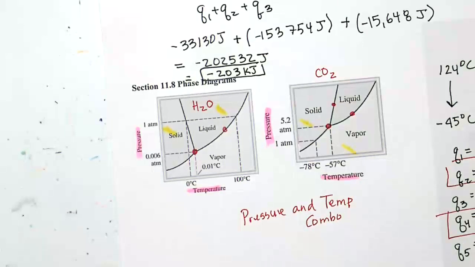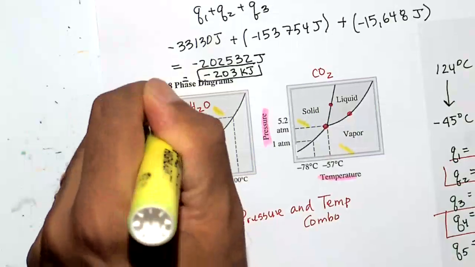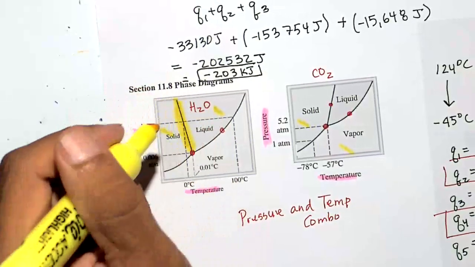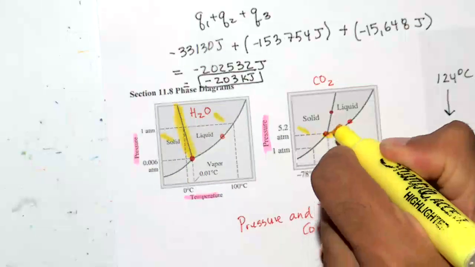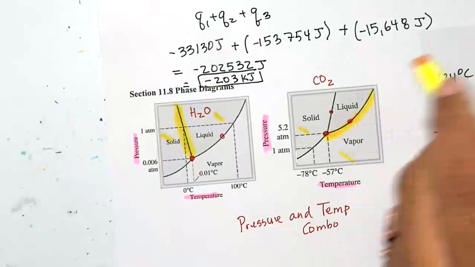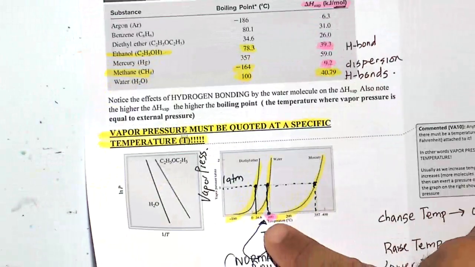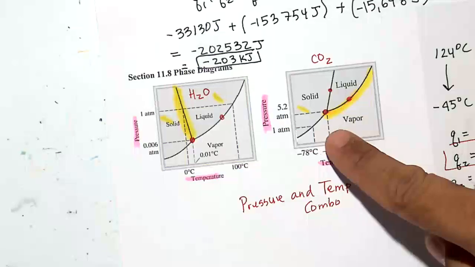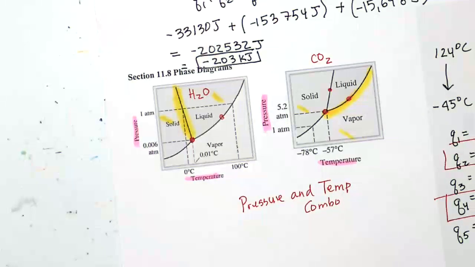One more thing here before I let you go. Water is very unique because this bends backwards. No other substance does that. And this curve here, this liquid-vapor curve, is exactly the curve that we saw in our notes before. It's the exact same profile.